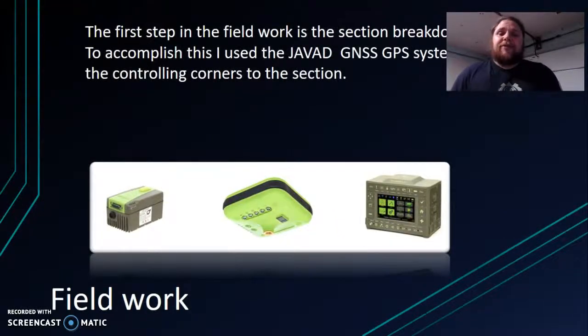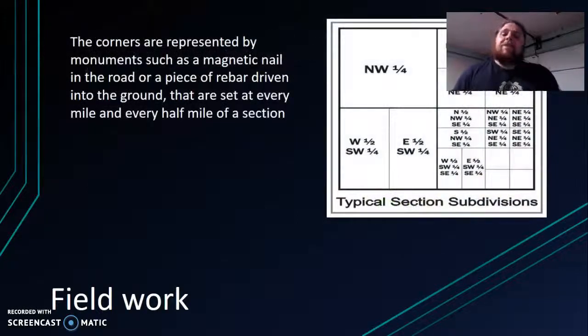In the field, we use a Javad GNSS GPS system to locate the corners that control the section. It's got a base station and a rover with a 35-watt radio. And the corners, here is a breakdown. The monuments could be a magnetic nail in the road or a piece of rebar driven into the ground, set every mile and every half mile of the whole state.